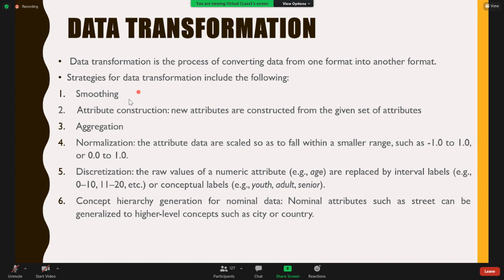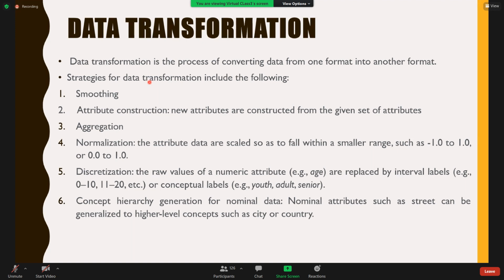So we have different techniques called smoothing, attribute construction, aggregation, normalization, discretization, concept hierarchy generation. All these are different methods of data transformation. Smoothing we already discussed when discussing data cleaning. In data cleaning also we use the smoothing technique: smoothing by bin median, bin mean, bin boundaries. There also you're smoothing the noisy data by converting it to some other form, right? Similarly, smoothing can also be applied for data transformation.